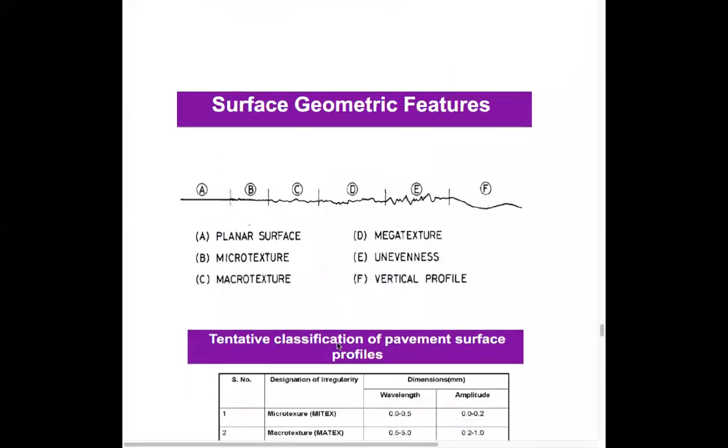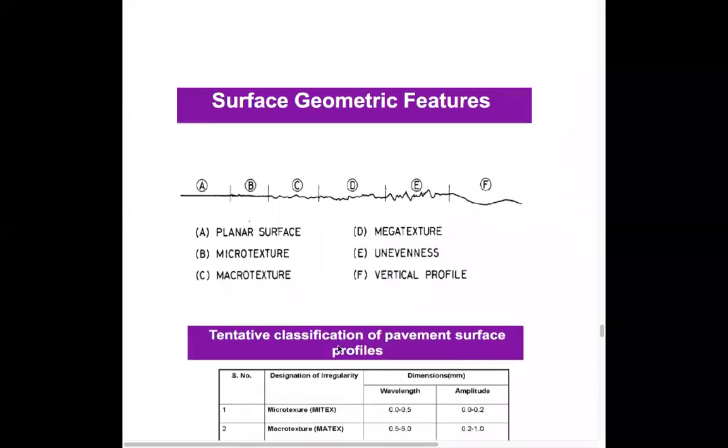Okay, you can see here the surface geometric features. This is the planar surface, the perfectly plane surface. Then this is micro texture, then macro texture, mega texture. Then we are worried about this thing, E on the road. E is the unevenness. Then this is the vertical profile, so you have the larger undulation over the large stretch. This is known as vertical profile. So this measurement is known as unevenness or the roughness.